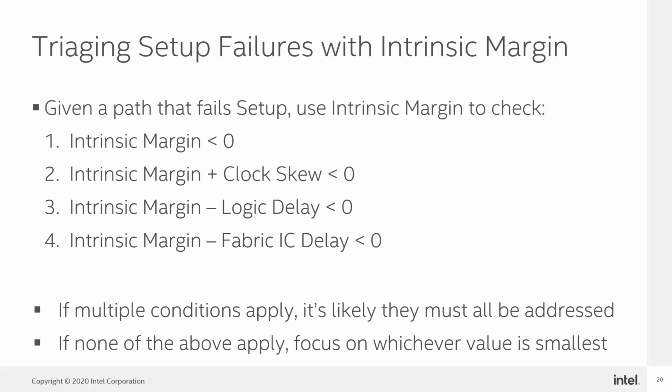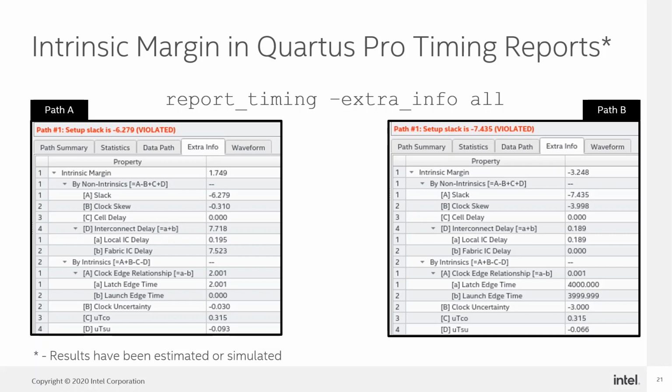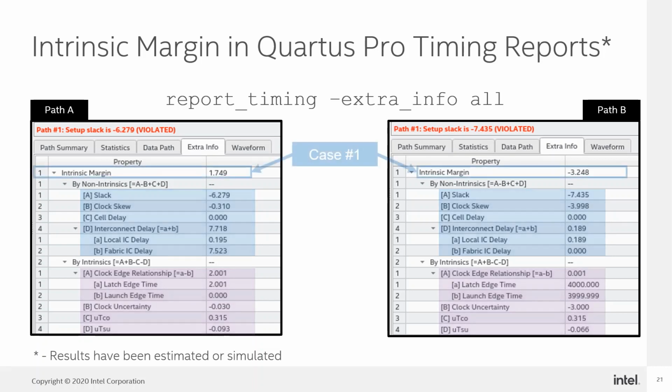Now, let's take a look at how Quartus reports on intrinsic margin. The first thing we can do is use report timing and add this extra info all argument to break down the intrinsic margin of a path into its components. We see that there are 2 different ways to compute intrinsic margin, either by starting with the slack and working backwards by removing the non-intrinsic components, or just summing up all the intrinsic components directly. Then, going through the 4 cases is a simple matter of comparing rows in this table.